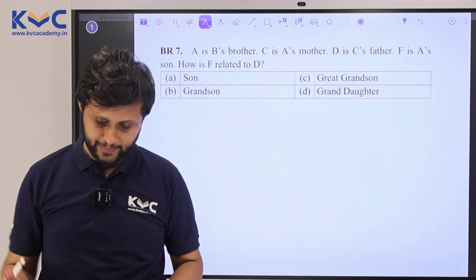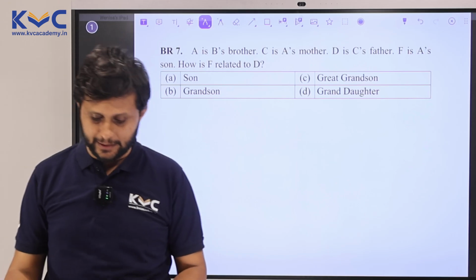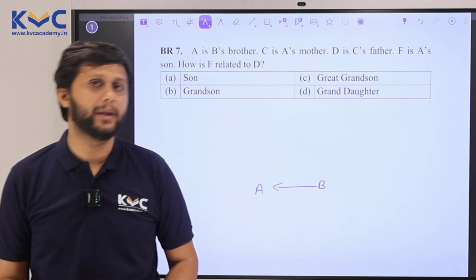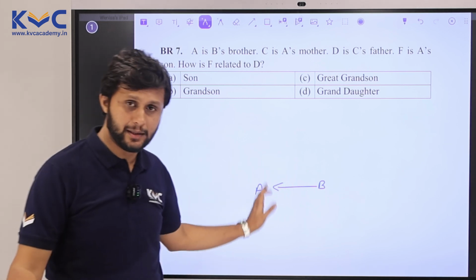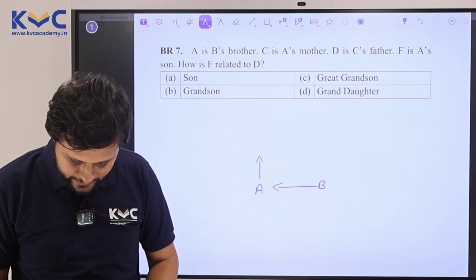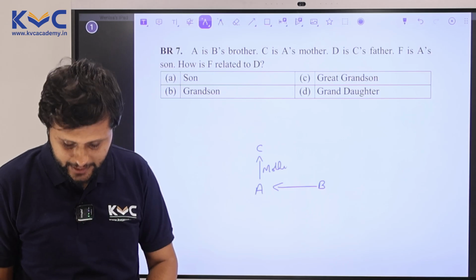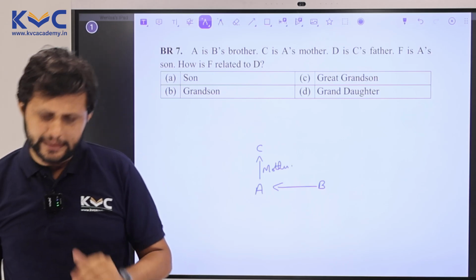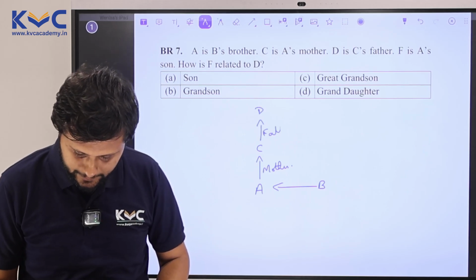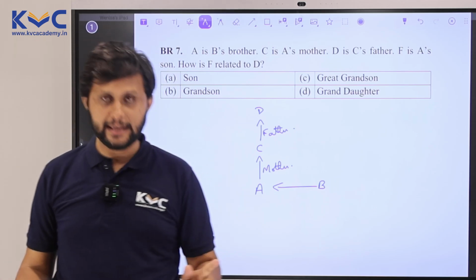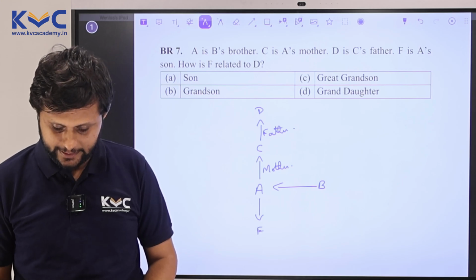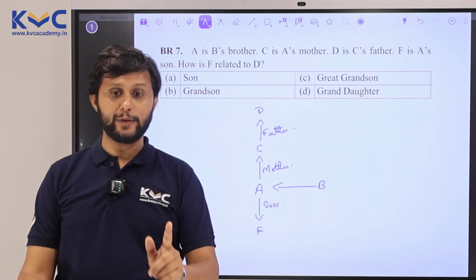Question number 7. A is B's brother. So we have A over here, B over here. A is B's brother. A is male. Okay. C is A's mother. We have C over here, and this is mother. C is done. D is C's father. F is A's son.